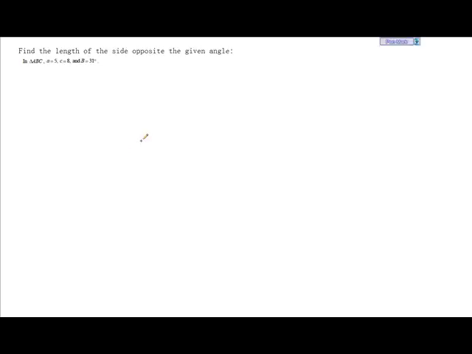Here we're given two sides of a triangle and one angle, and we're asked to find the side opposite the given angle. So the first thing we'll do is go ahead and sketch this. It doesn't really matter where you label your angles, we just have to make sure that the angles and the sides are opposite each other. So if this is A, this has got to be little a.